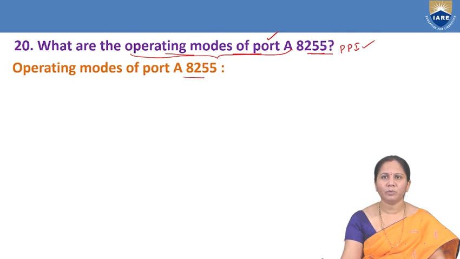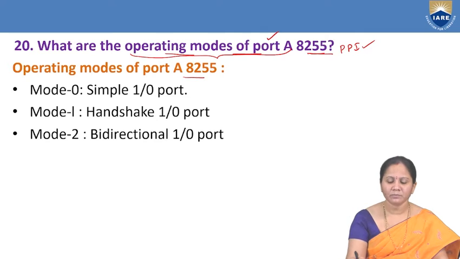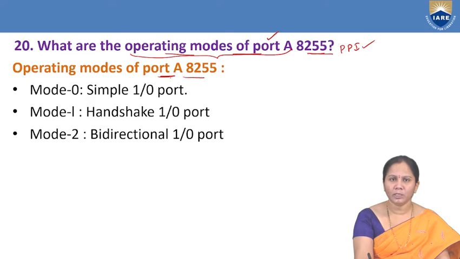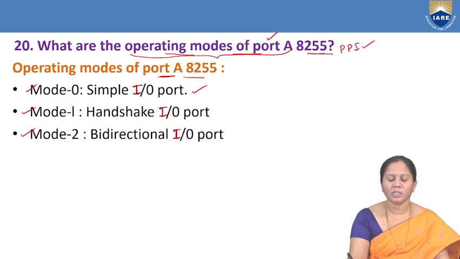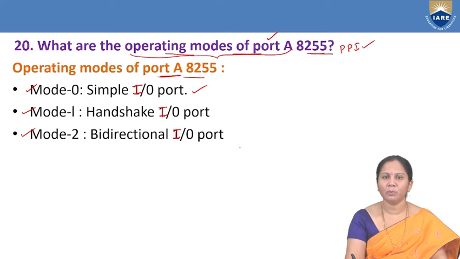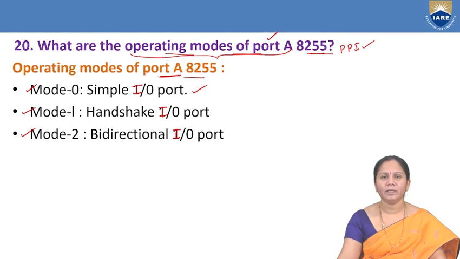The operating modes of port A of 8255 are: port A can be operated in 3 modes. One is mode 0, which you can call a simple I/O port. Another is mode 1, which you can call a handshake I/O port. And another mode is mode 2, which is called a bidirectional I/O port. So port A is an I/O port, a bidirectional port, and it can be operated in 3 modes.